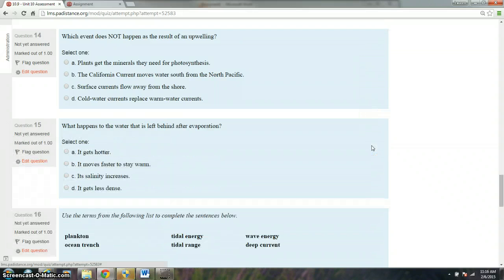Question 14. Which event does not happen as the result of an upwelling? A, plants get the minerals they need for photosynthesis. B, the California current moves water south from the North Pacific. C, surface currents flow away from the shore. Or D, cold water currents replace warm water currents. You're looking for the event that does not happen as the result of an upwelling.